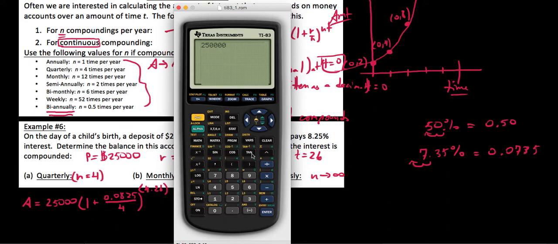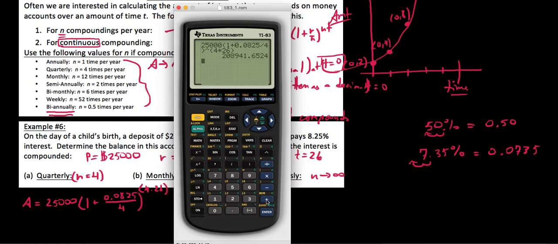So $25,000, that's one too many zeros, times 1 plus 0.0825 divided by 4. I can write this fraction without parentheses around it, because inside these parentheses it's going to do this division first before it adds it to the 1. We raise all this to the power of, and because it's 4 times 26 in my exponent, I'm going to wrap my exponent in parentheses: the power of 4 times 26.